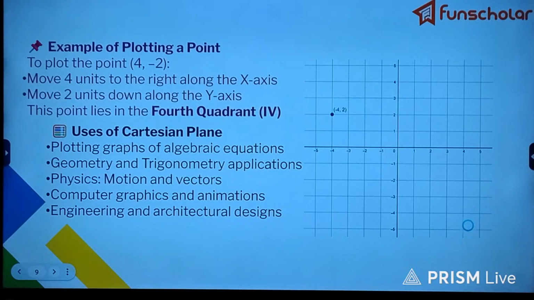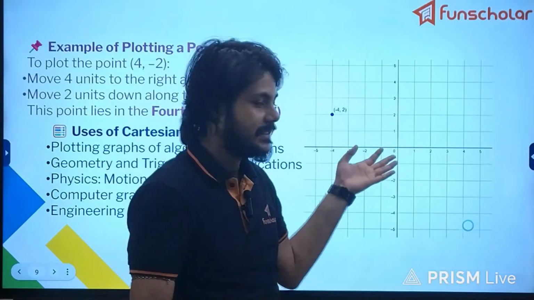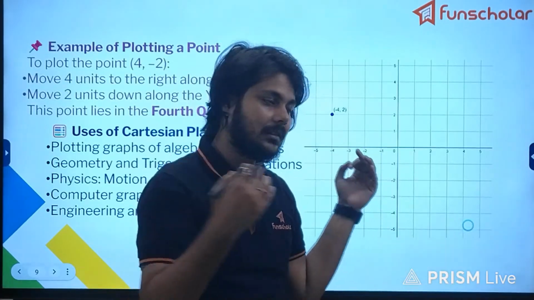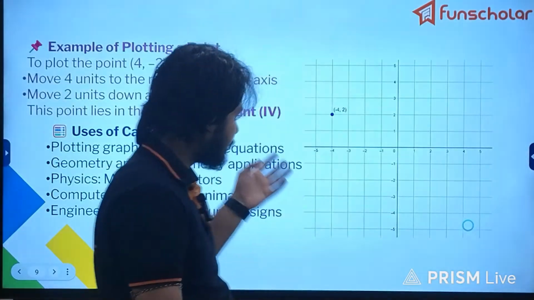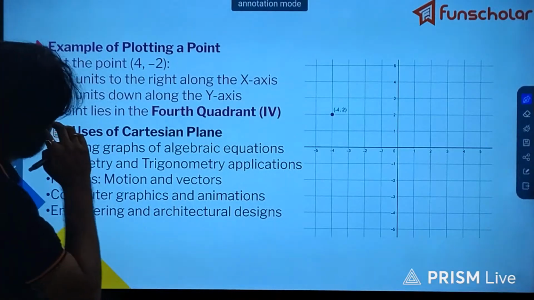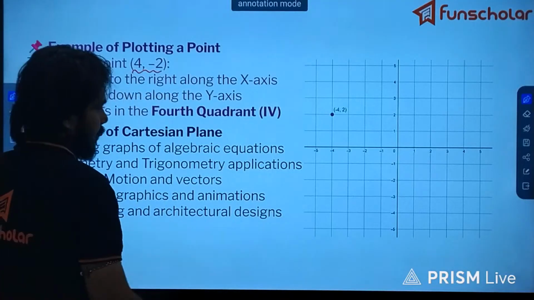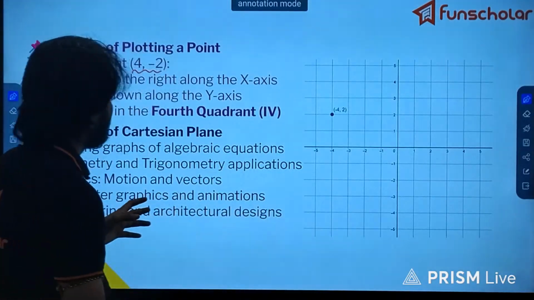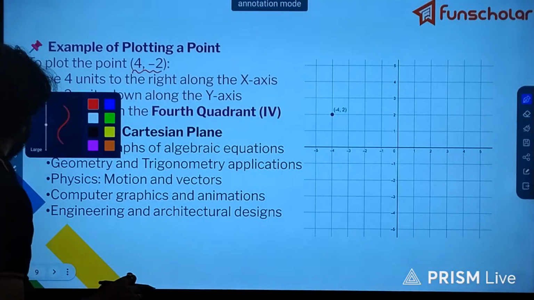Now an example of plotting a point. This is also very easy and very clear. You also covered this in your lower classes. Still, I am repeating this for you. Suppose you need to plot 4 comma minus 2. Okay, 4 comma minus 2.